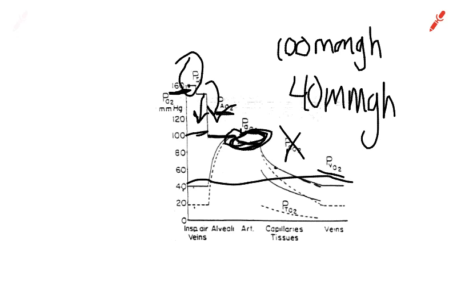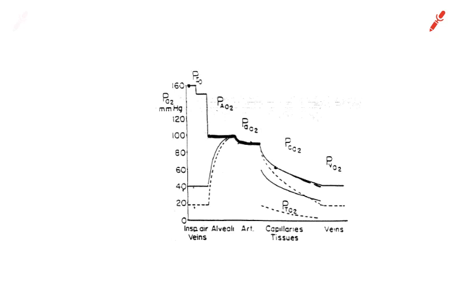Now, say you're at altitude, which we'll talk about more when we get to the Bohr effect. Say you're at altitude, this isn't 160 anymore, this is like 120 probably. The difference it has to decrease isn't that great. That's why it's so much harder to breathe at altitude. It's hard. So that's the graph again.